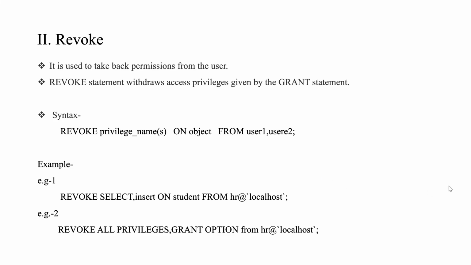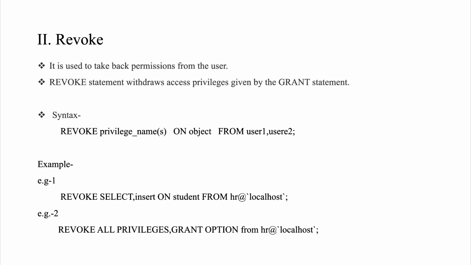Okay, so the next command is revoke. It is used to take back permission from the user. The revoke statement withdraws access privileges given by the grant statement. By using the revoke command, you can take back permission given to another user. Syntax: revoke privileges on object from user1, user2; Example: revoke select, insert on student from hr@localhost. We are withdrawing the select and insert privileges from the hr user.